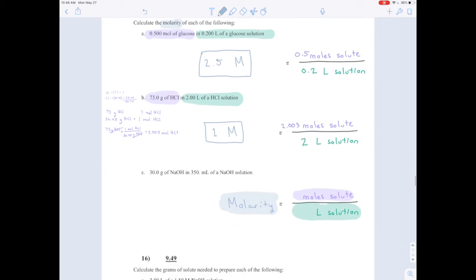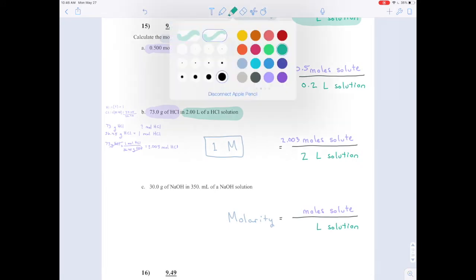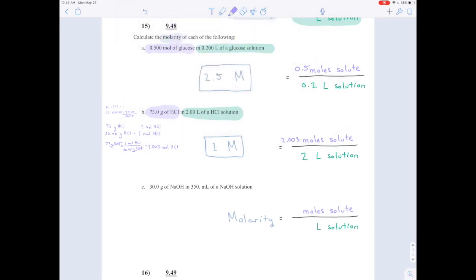Okay. For C, again, all we needed were moles of solute and liters of solution. They give us 30 grams of NaOH. Grams aren't moles, they're not liters, but they can be converted to moles, so that's really moles in disguise. And then they give us 350 milliliters of an NaOH solution, which is not liters, but again, that can be converted to liters, so that's liters in disguise.